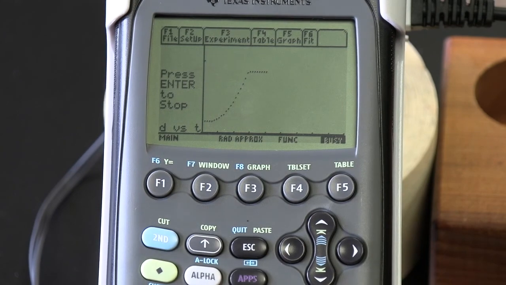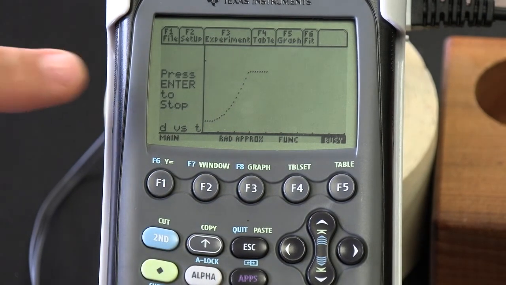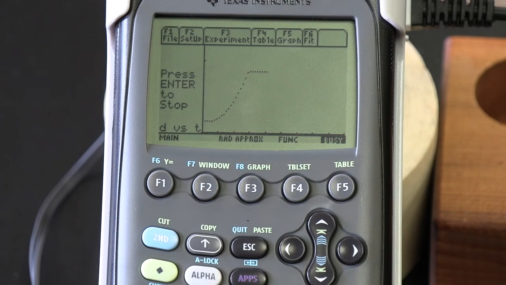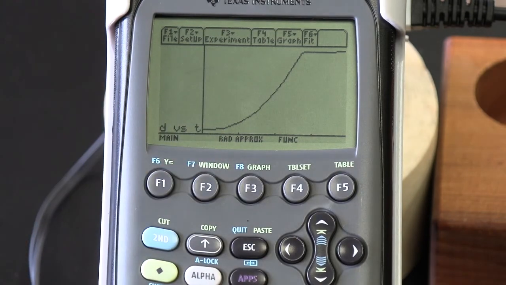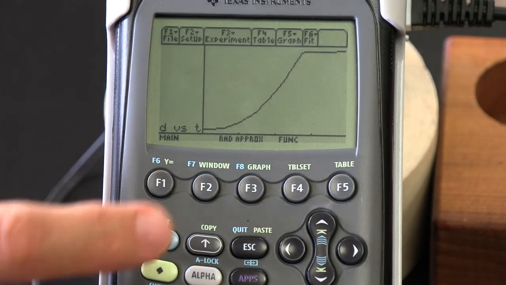Okay, and I stopped the data taking. Again, we have to wait for the data to process in the calculator's memory. And there we get our nice parabola, d equals 1/2 at squared. Again, to get the acceleration, we've got to look at the velocity graph.